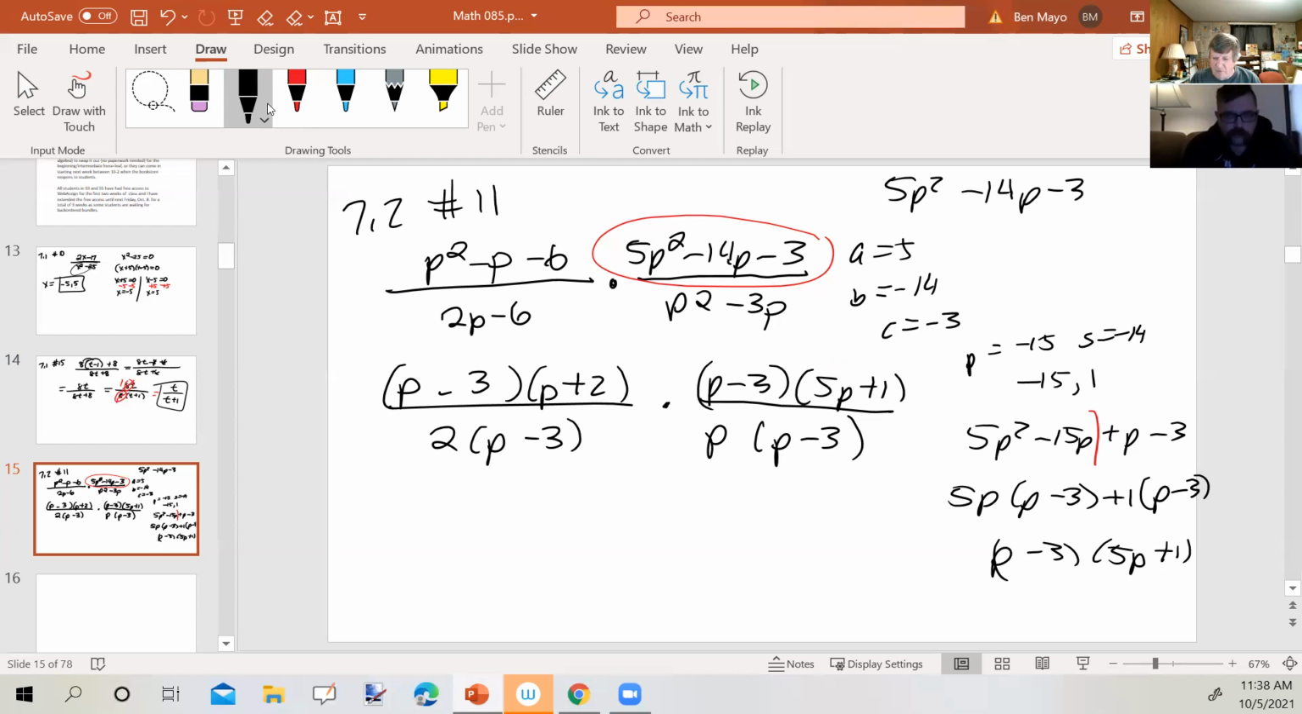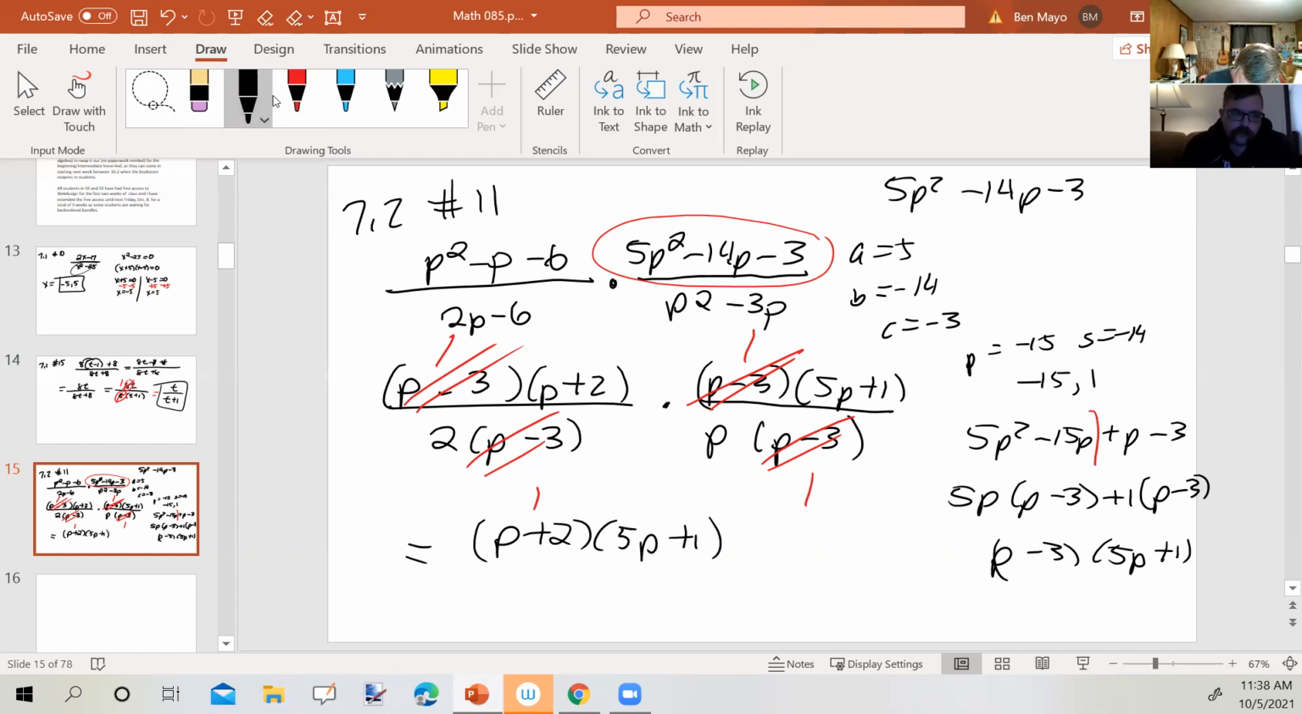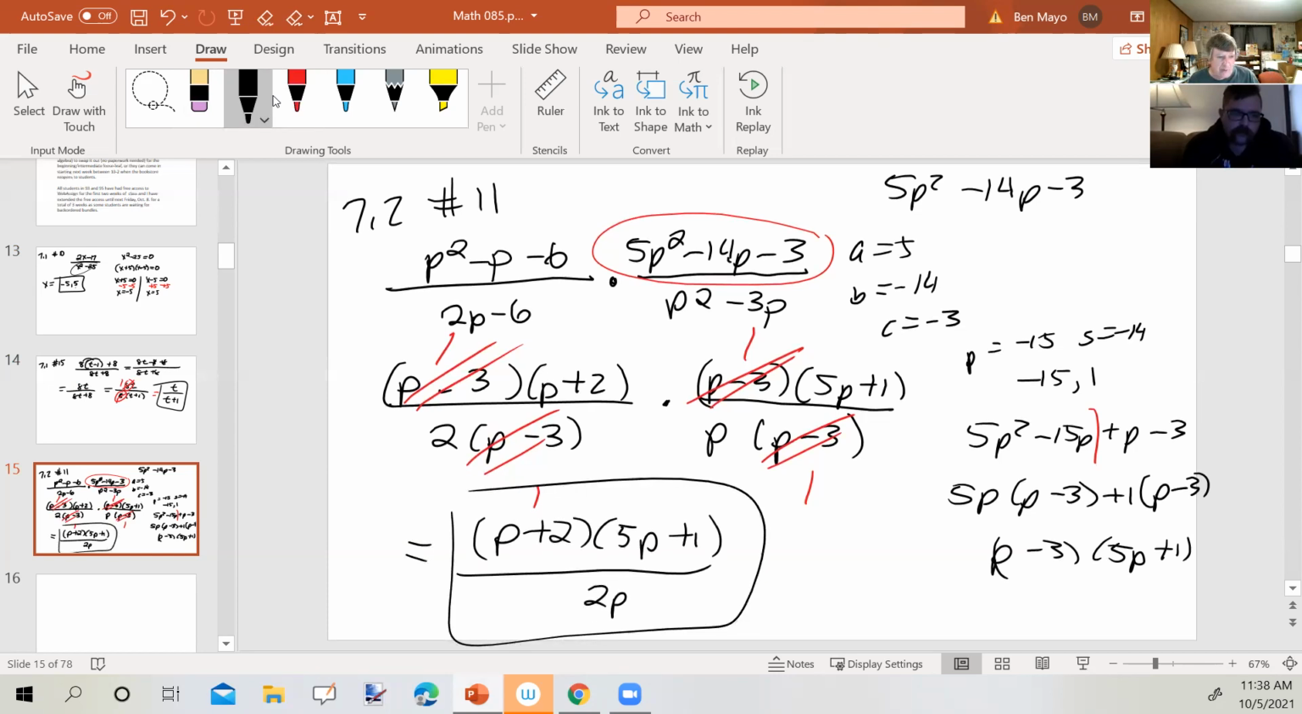So again, I did the easier ones first just to get them out of the way. So now I can go in and reduce. Let's see here. P minus 3 over P minus 3 is 1 over 1. And that looks to be all I can get rid of. So my numerator is P plus 2 times 5P plus 1 all over 2 times P. And again, you could multiply the numerator out if you wanted to, or you could just leave it factored like I did.